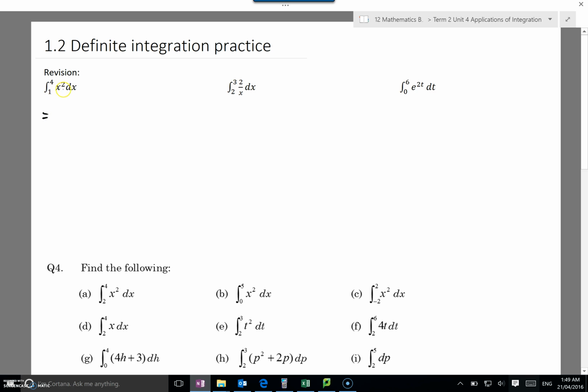Integrating between 1 and 4 of x squared. I'll integrate, increase the power by 1, divided by that new power, between 1 and 4.